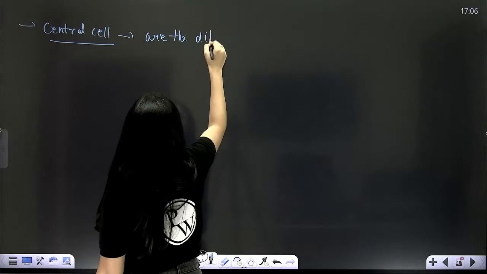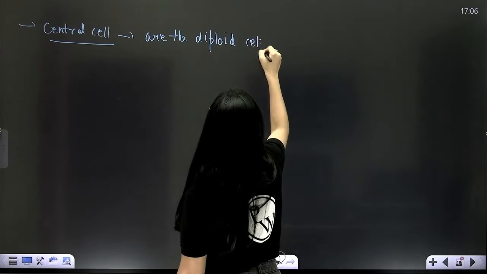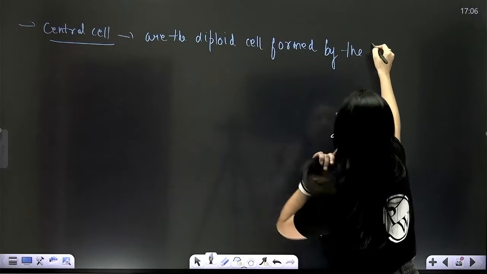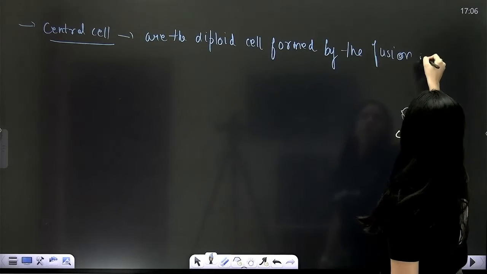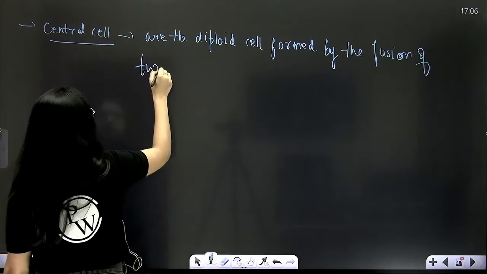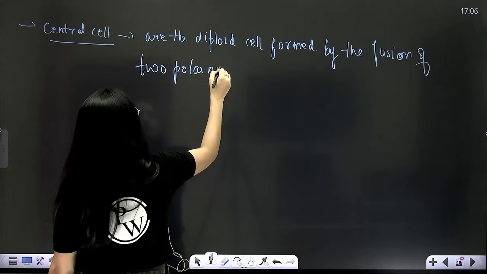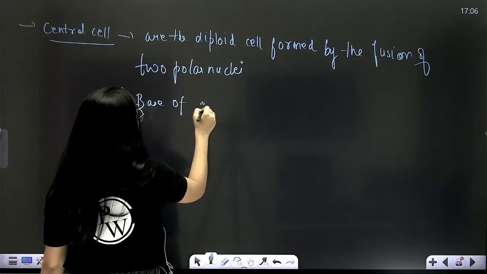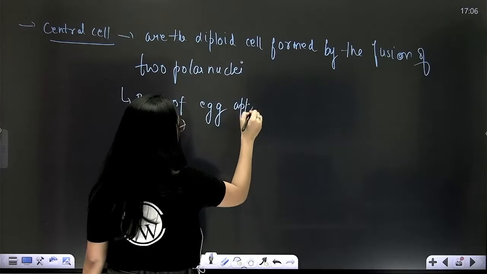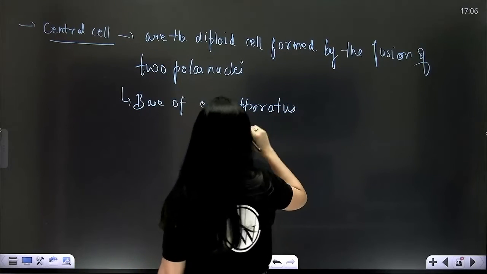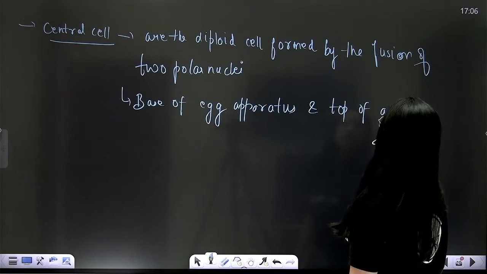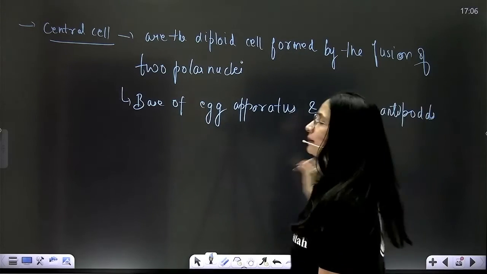The central cell is the diploid cell formed by the fusion of two polar nuclei. Right? Plus, it is present at the base of the egg apparatus and top of the antipodals in real sense. So, don't go with the diagram for the position. I hope you understood the point I am trying to say.